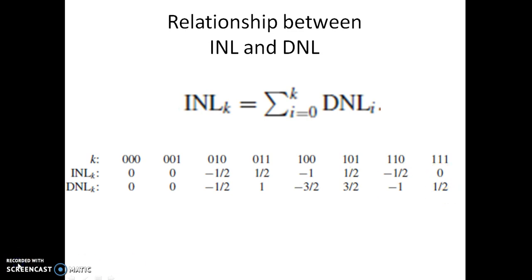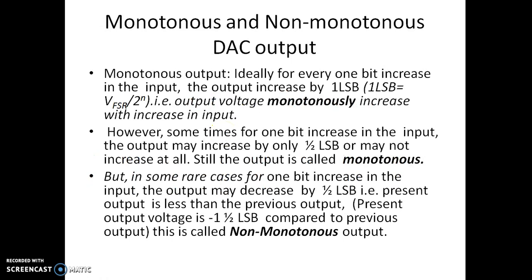We shall take up two more examples to get hold on this INL and DNL. So before that, we shall see what is monotonous and non-monotonous DAC output. We know that for monotonous output, ideally for every 1 bit increase in the input, the output increases by 1 LSB.